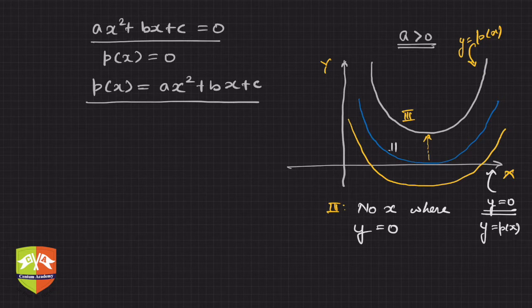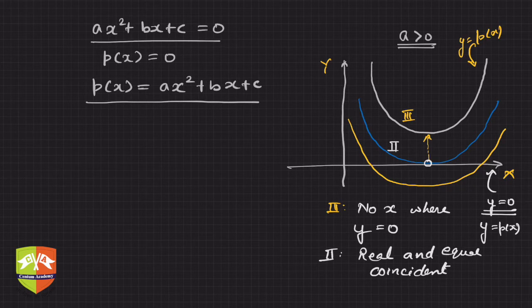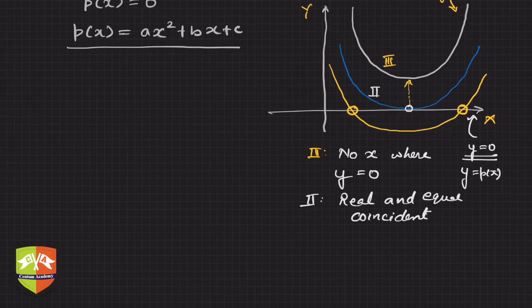In case two, there is exactly one point where the polynomial curve is intersecting the x-axis. So hence, in case two, we say real and equal, or coincident, roots. Both roots are coinciding, one on top of the other. Real and coincident, or real and equal, whichever way you can say. And in the other case, we have two distinct roots at two locations. That means there are two values of x.